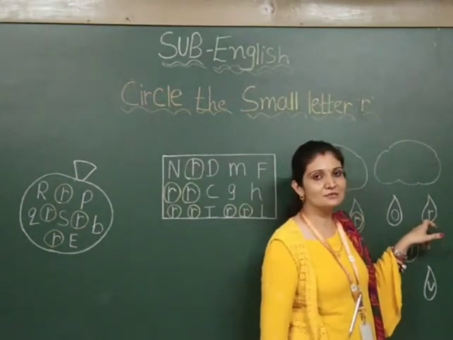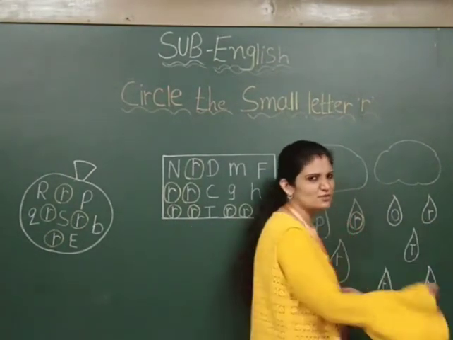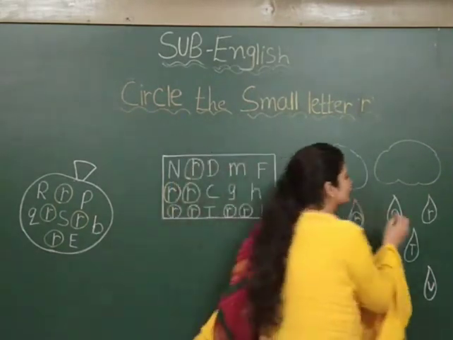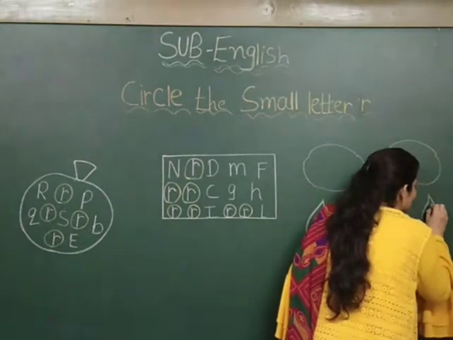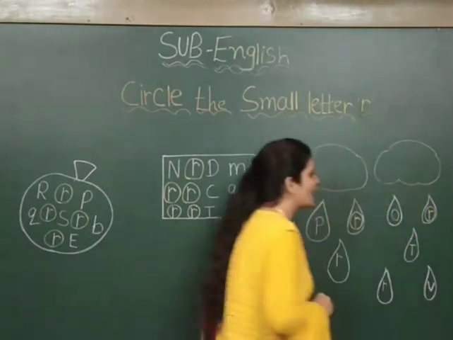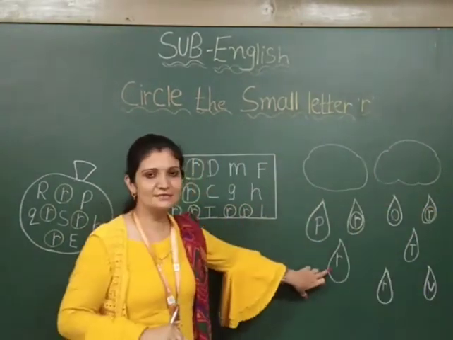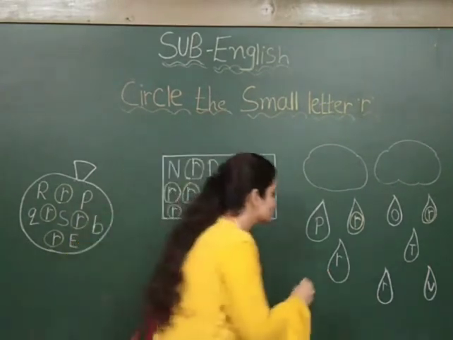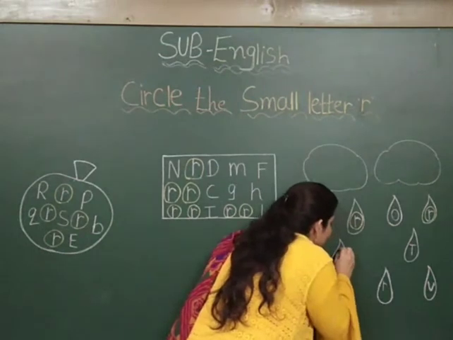Which letter is this? Small r. Do we have to circle or not? Yes, we have to circle because we have to find small letter R only. Is this also small letter R? Yes, this is also small letter R. So we have to circle here.